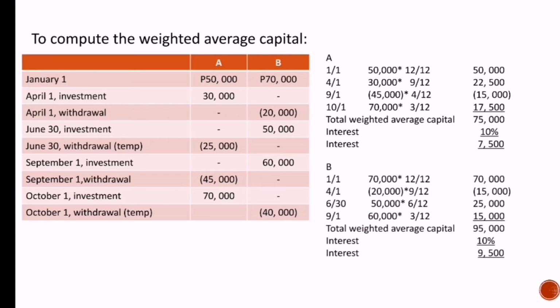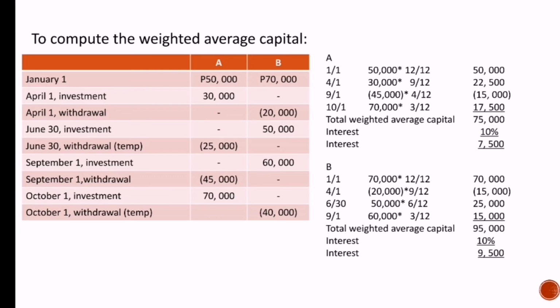So, jump naman tayo kay partner B. Si partner B naman, nagkaroon siya ng beginning balance sa 70,000. And yung 70,000 na yun, magagamit niya yun ng 12 months. So, kaya 12 over 12. Pero nung April 1, nag-withdraw siya.